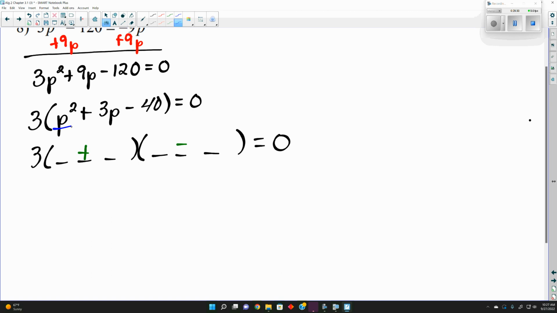Our factors of p squared are p and p. Now, the factors of 40. Well, we have 1 and 40, yes? We also have 2 times 20. Does 3 go into 40? No. 4 does, 4 and 10, then 5 and 8. 6 doesn't go into it, and that's going to be it, because 7 doesn't go into it either, so we matched up to the other side.